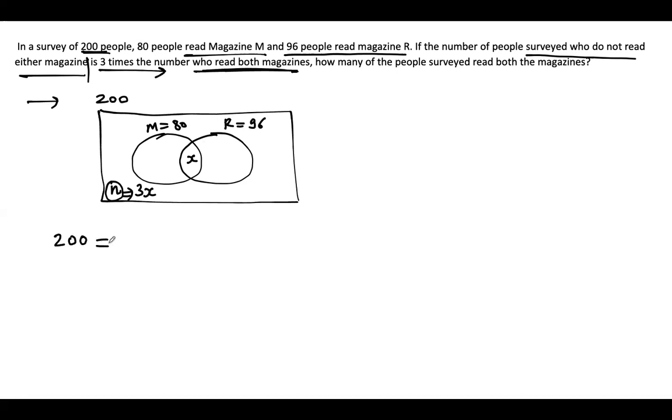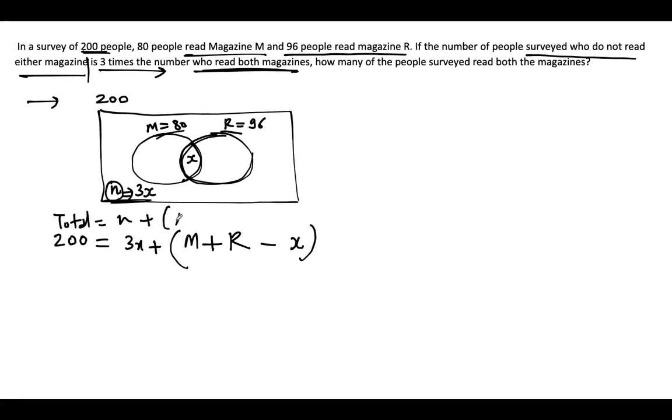200, which is your total, is equal to none plus this region that is inside the circle. Can you write number of people who are reading magazine M plus number of people who are reading magazine R? How many times have you included this region? 2 times. So you have to subtract 1 time. So I've written total is equal to none plus A plus B minus A intersection B, or both A and B. This is what I have written.